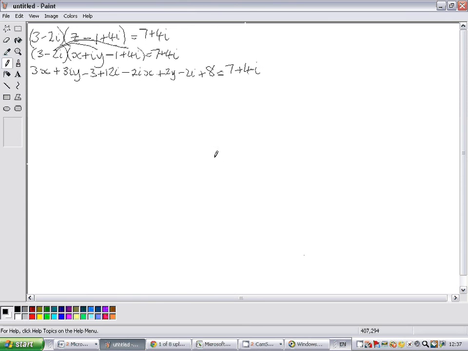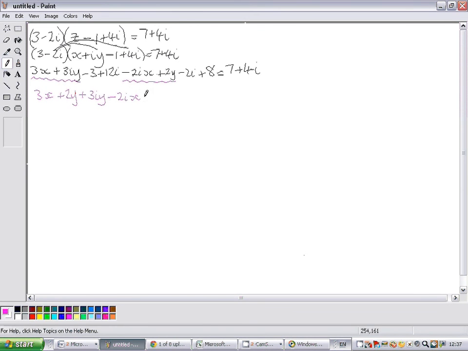So let's see what we've got. We've got some bits that have got x's and y's. I'll just underline those. And then we've got some bits that are just real numbers and imaginary numbers. So let's see what we've got on the left hand side. I'll put them together. So we've got 3x is real, and 2y is also real. I've got 3iy, that's imaginary, and I've got minus 2ix, that's imaginary as well. Now with the other bits, I'm going to take them over to the right hand side.